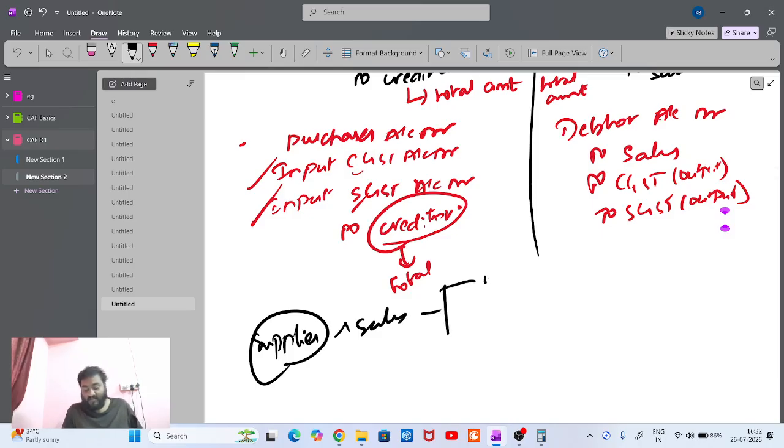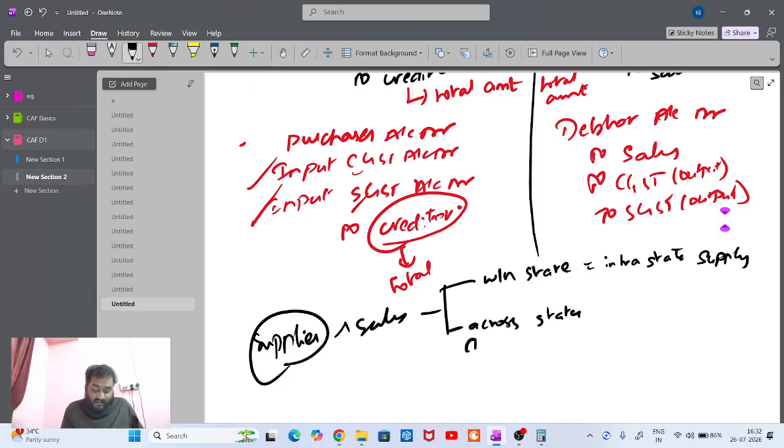If you sell within the state, it is called intra-state supply. If you sell across the state, which is in between the states, it is called interstate supply. Keep this in mind.